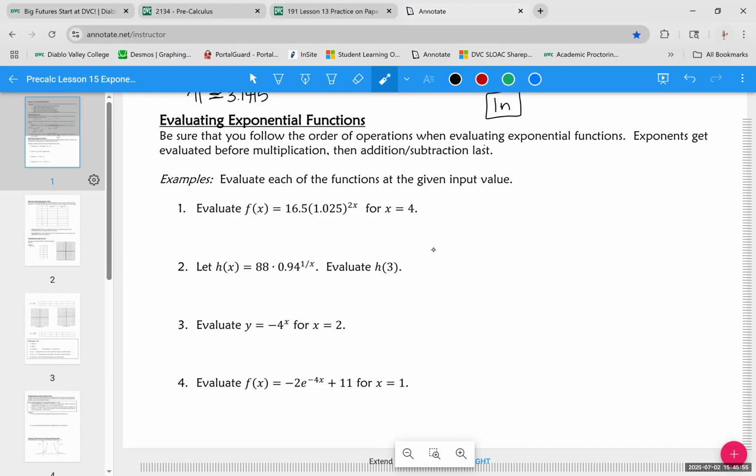I'm sorry, I'm looking for my calculator as I attempt to talk at the same time. It's never a good idea to multitask.